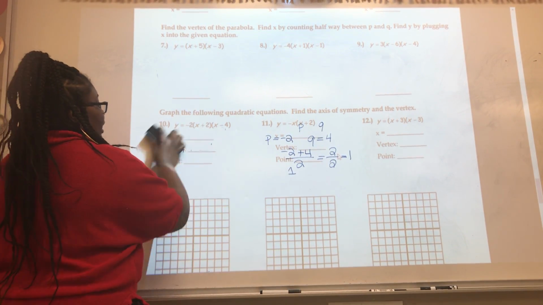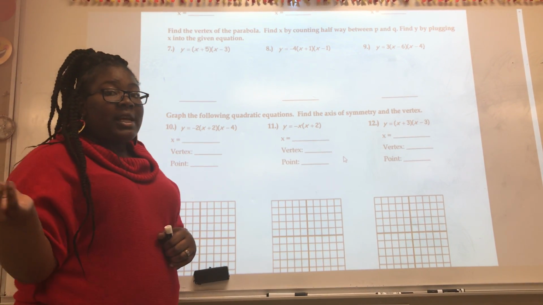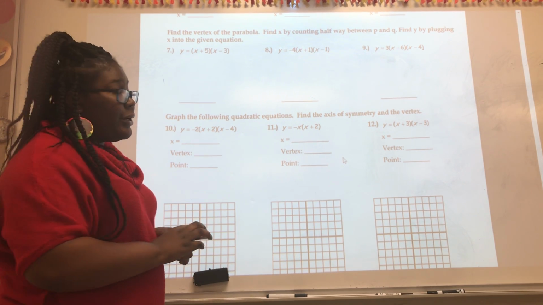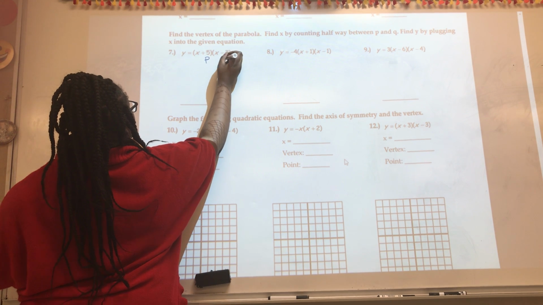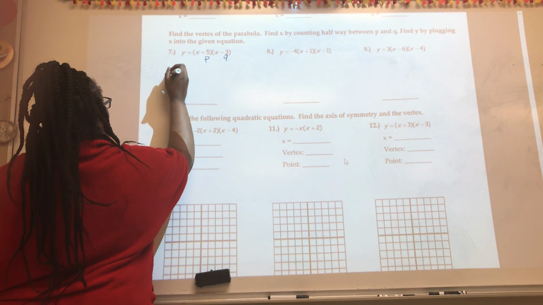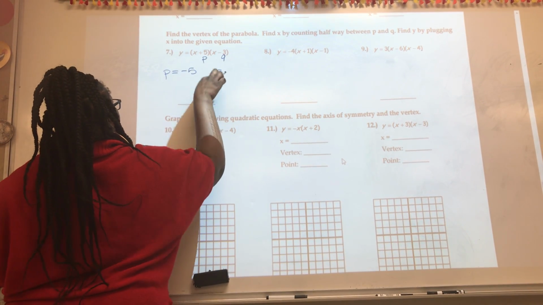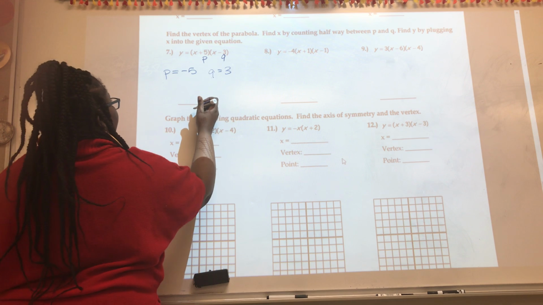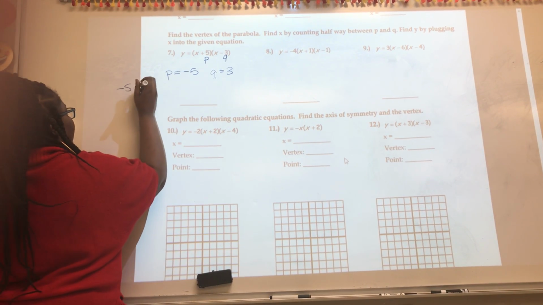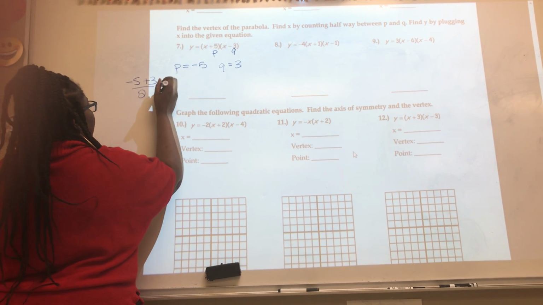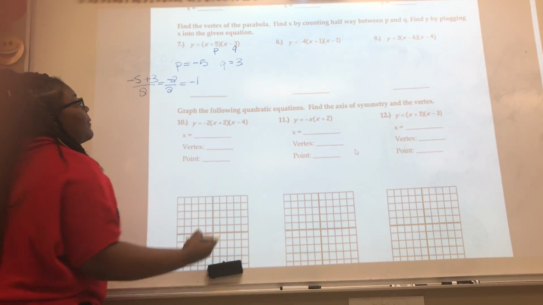So again, in order to find your vertex, you must first find your axis of symmetry. Make a mental note that if I need my vertex, I've got to find my axis of symmetry first. So I'm going to label my P and Q here. Remember that P looks positive, but it's actually negative. So that's a -5 plus a +3. I need to find my axis of symmetry, which is -5 plus +3 over 2, that's negative 2 over 2, that's negative 1.